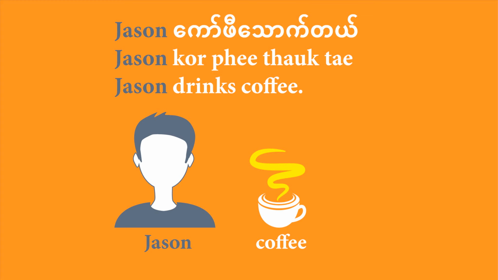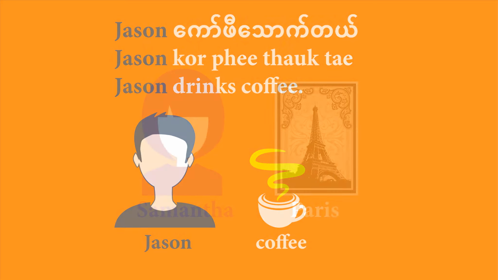Tags are not necessary. Jason coffee thauk is quite enough. Without subject and object tags, however, it's important to keep the coffee and the verb thauk as close as possible for clarity, since that's the action performed on that item. So in this instance, saying coffee Jason thauk is not recommended.